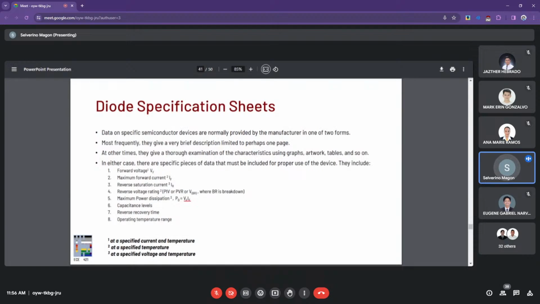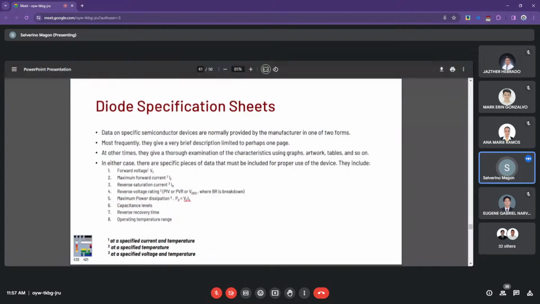Of course, the forward voltage and the maximum currents, and the reverse saturation current, which is something we've mentioned earlier. Breakdown voltage, or if you can recall, the Zener region. So that's the voltage level where we reach that Zener region. In many datasheets it is referred to as the peak inverse voltage, or peak voltage in reverse.